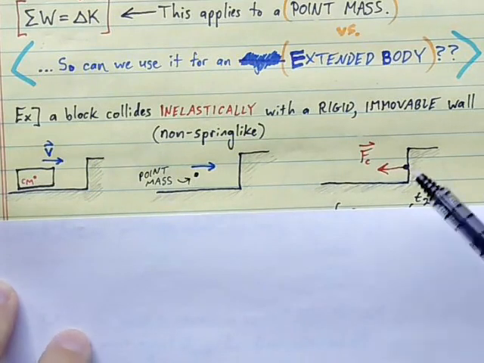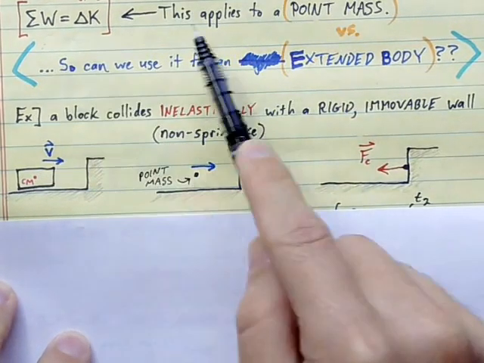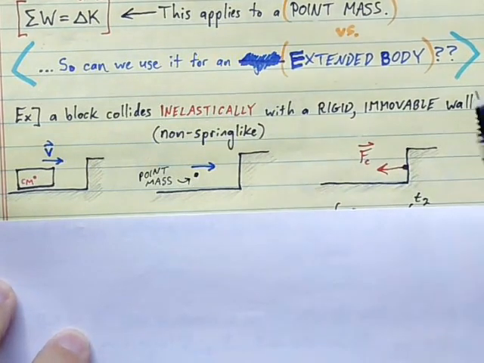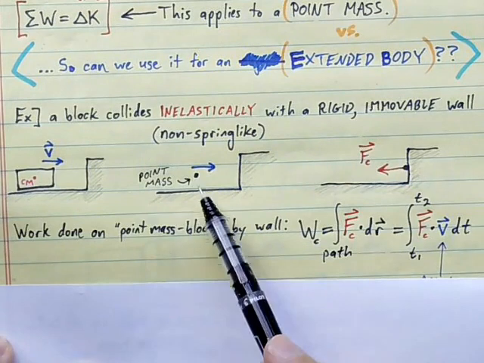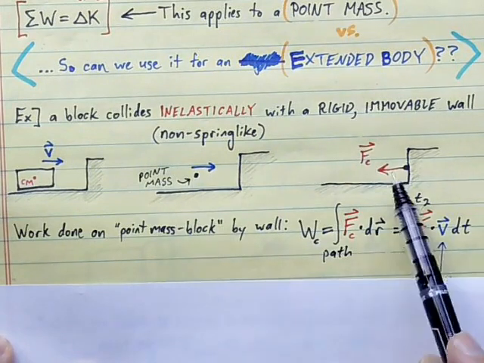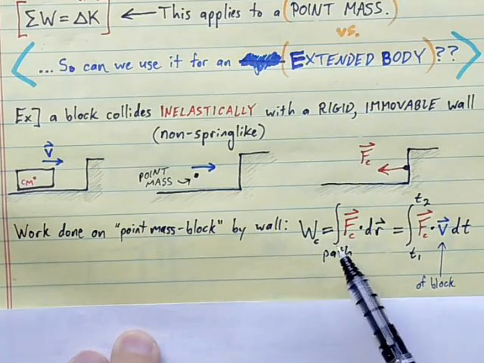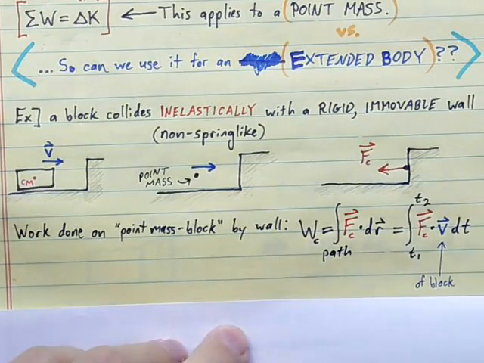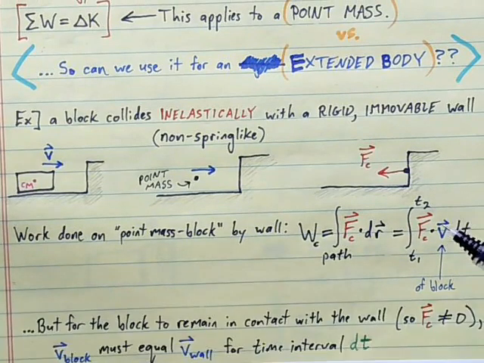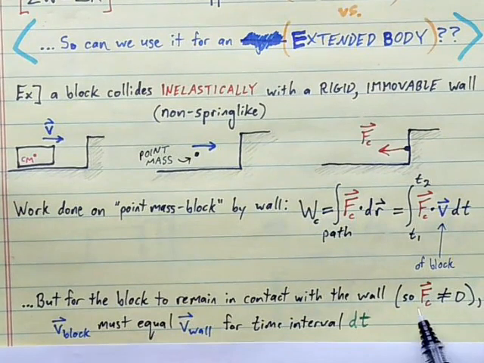So we want to know if that's possible here. Can we use our work energy theorem, which applies to a point mass, to this extended body? The work done on the point mass block, this point mass approximation for the block, by the wall. Okay, so the work done by that contact force when the point mass contacts the wall is given by this integral.